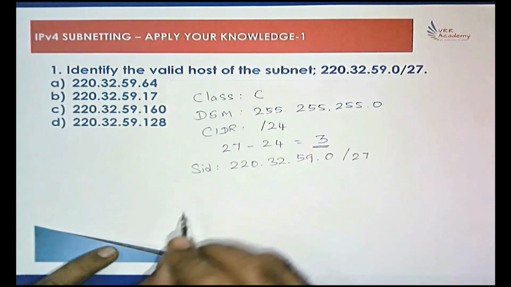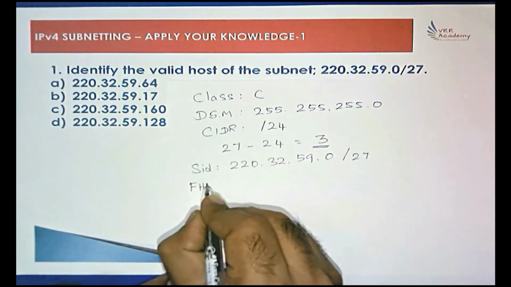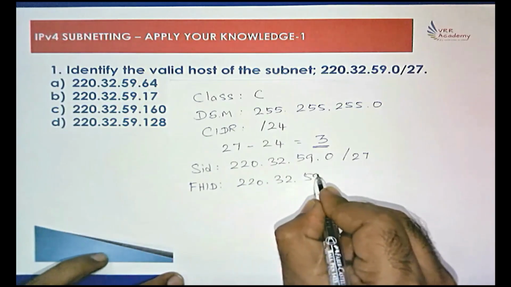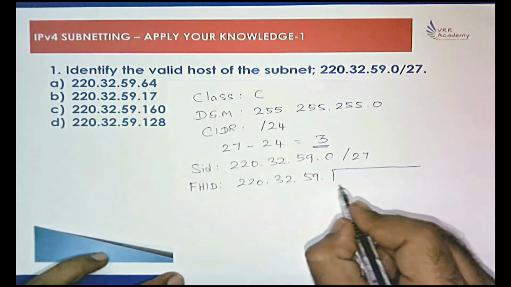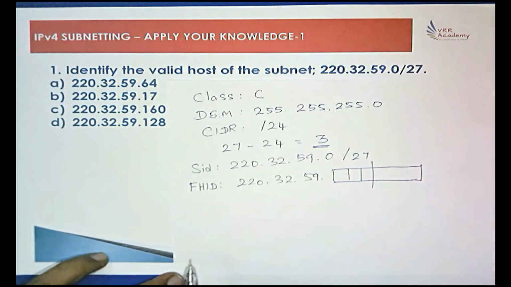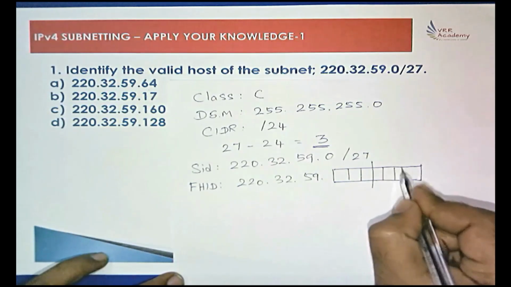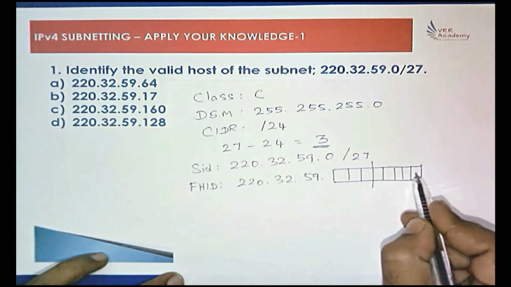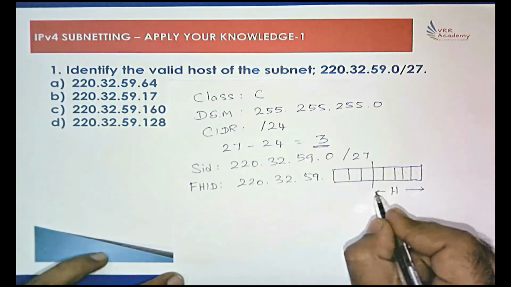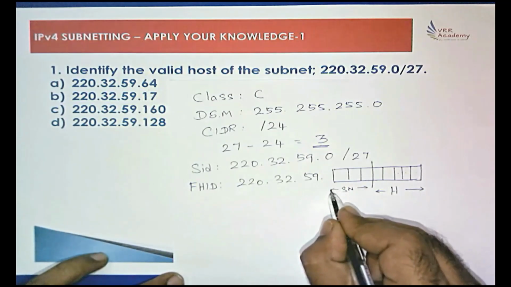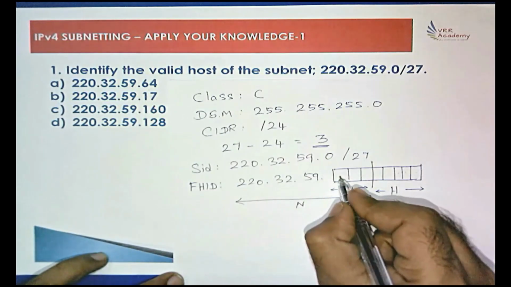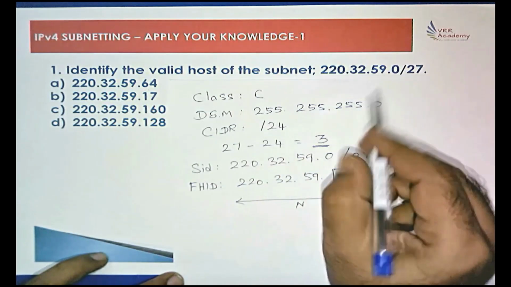Now for this subnet we have to identify the first host ID. The first host ID is 220.32.59 and then the last octet. In the last octet 3 bits have been borrowed. So I'm taking the last octet, the 8 bits available here. 1, 2, 3: 3 bits have been borrowed. The remaining 5 bits, 1, 2, 3, 4, 5, are going to be in the host part. So this is your host part and this is the subnet part, and the whole thing is your network part. The subnet is the first subnet we are taking, that is 0.